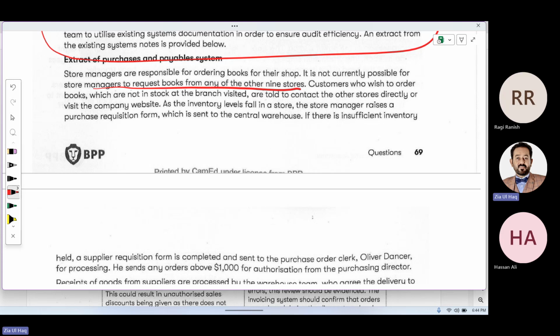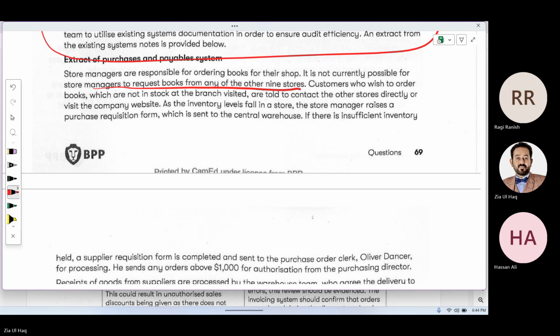What should be the test of control? You have recommended the control. Now you need to perform a test of control to see whether this control is working properly or not. How can we test this control? Evidence will be sought by inquiry from store managers whether an interconnected system between different stores is available or not.